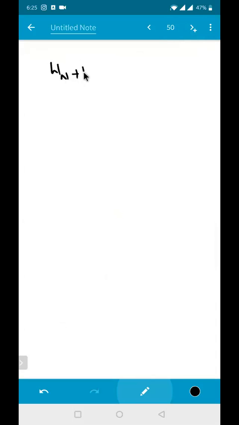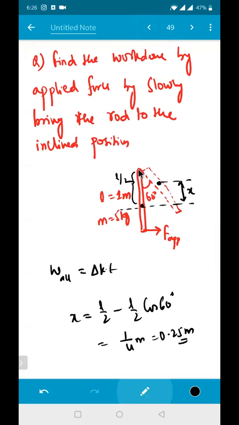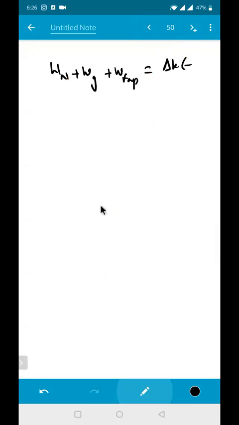Work done by normal plus work done by gravity plus work done by the applied force, whatever you are trying to apply right now, must be equal to the change in kinetic energy. So work done by all the normal forces: one normal is in this direction, that is Nx, and one normal is in the upward direction, that is Ny. So work done by normal is Ny into its displacement, and in the same way Nx into its displacement. The work done by these forces will be 0 for both the cases, isn't it?